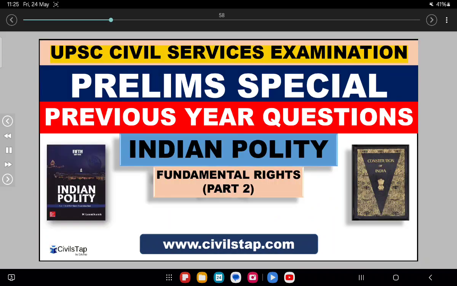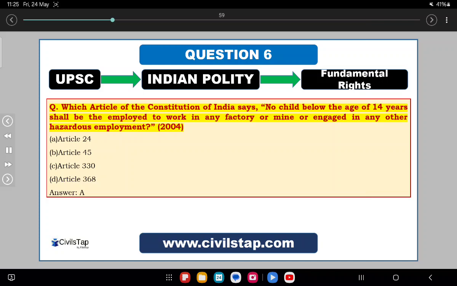UPSC Civil Services Examination. Prelim Special. Previous year questions. Indian polity. Fundamental Rights Part 2. Q. Which article of the Constitution of India says, no child below the age of 14 years shall be employed to work in any factory or mine or engaged in any other hazardous employment? 2004. A, Article 24. B, Article 45. C, Article 330. D, Article 368. Answer, A.